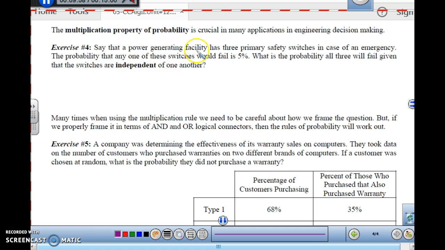So say that a power generating facility has 3 primary safety switches in case of an emergency. The probability that any one of these switches would fail is 5%. What is the probability that all 3 will fail, given that the switches are independent of each other? Okay, so if switching off one doesn't affect the other, that's what that means.